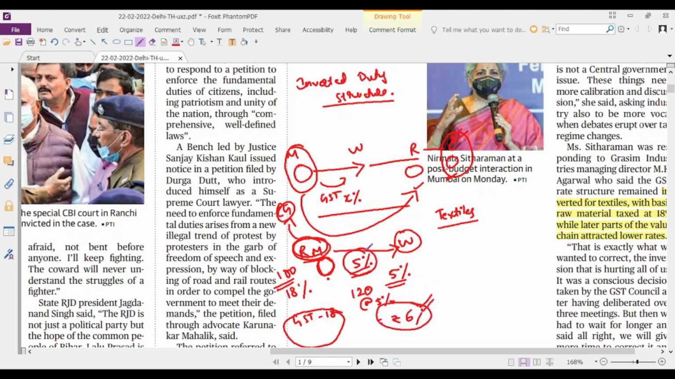This is because of the rate mismatches. This case is known as inverted duty structure, where more GST is paid to the government than what we are finally supposed to pay. In this case, the government would give back the difference amount of 12 rupees to the textile manufacturer. That is called the input credit.